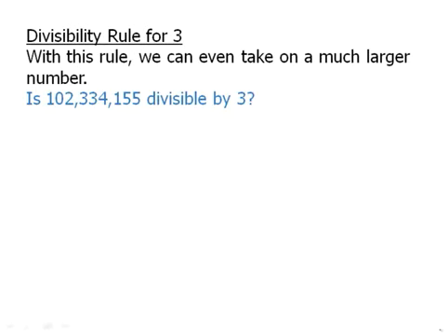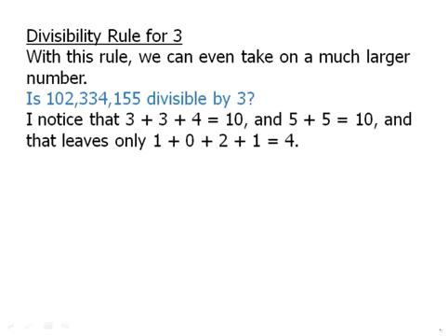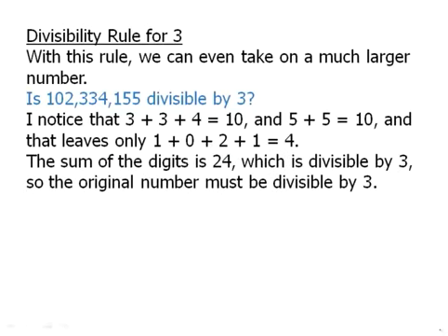Here's the question we had at the very beginning of the module. So is that large number divisible by 3? Well, here's what I notice. I notice that middle 3 plus 3 plus 4 equals 10. I can take the 5 plus 5, that equals 10. And that only leaves a 1, a 0, a 2, another 1, and those add up to 4. So that means that everything adds up to 24. The sum of the digits is 24, which is divisible by 3, so the original number must be divisible by 3. So all we have to do is add up the digits, and then see if that's divisible by 3, and then that tells us whether the number overall is divisible by 3.